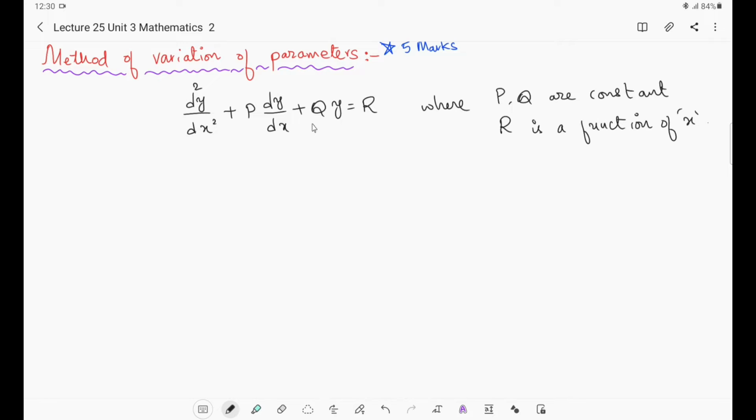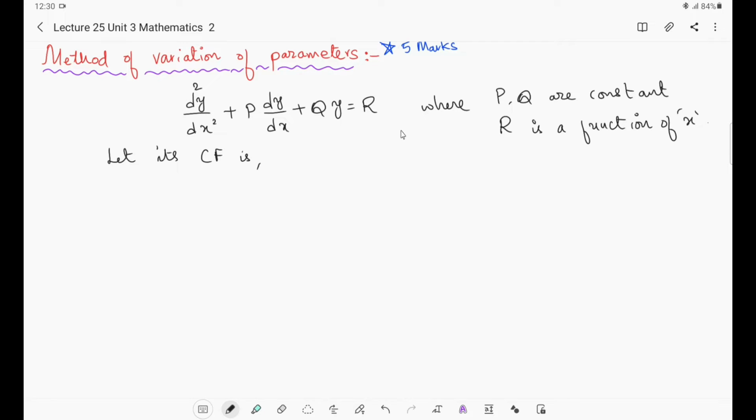If the question comes like solve by using the method of variation of parameters, then this type of differential equation will be given to you. So how to solve this? What is actually this method? Let us find its complementary function; we know how to do that. First we have to write the operator form of this differential equation, that is D square plus p into capital D plus q into y equals r. That will be the operator form.